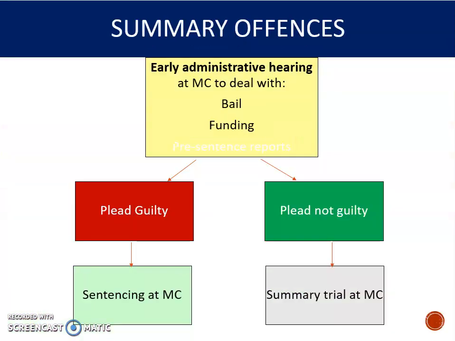So for all summary or least serious offences, it's very straightforward. We start with an early administrative hearing, or an EAH, and that will be in the Magistrates' Court, and they initially decide on bail. Do they get funding? They'll look at pre-sentence reports. And your defendant's got two options. He can plead guilty, in which case he'll be sentenced at the magistrates, or he can plead not guilty, and then we go to trial at the magistrates because it's a summary offence. So that's nice and straightforward.